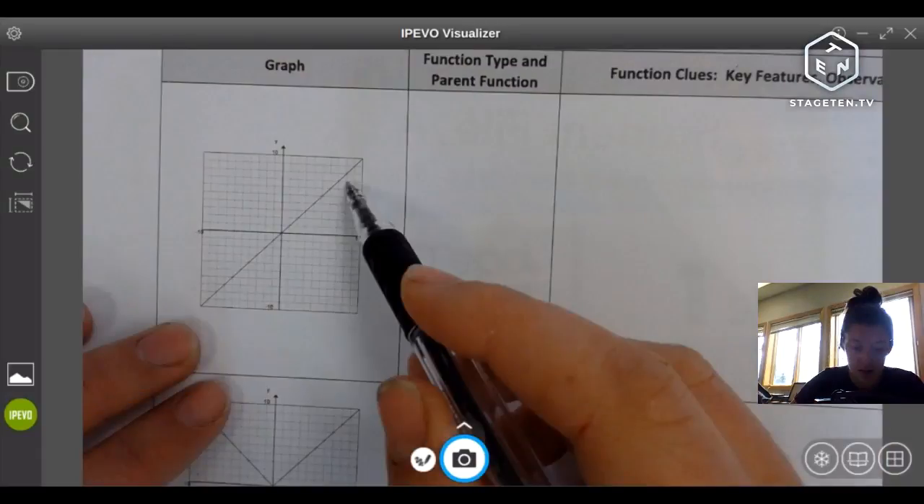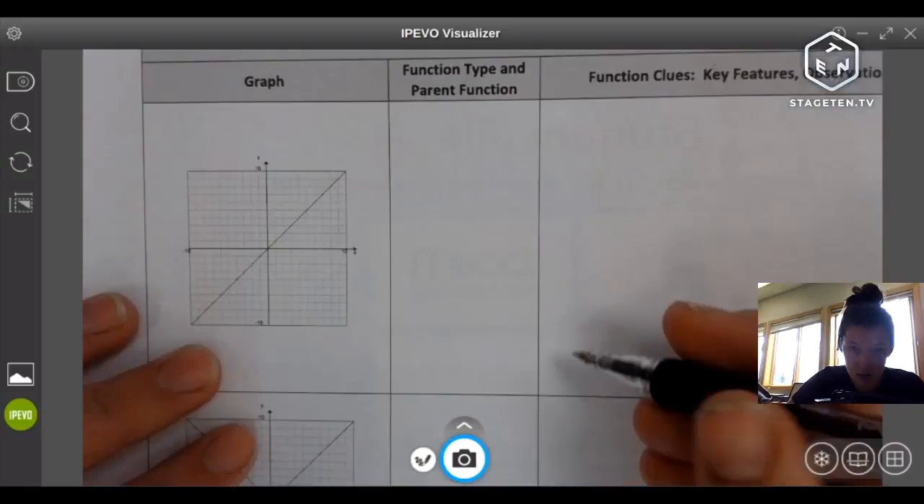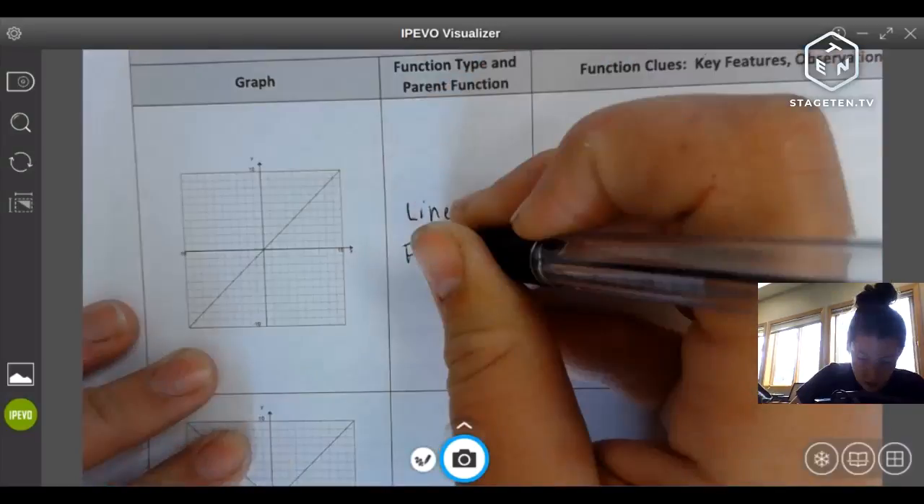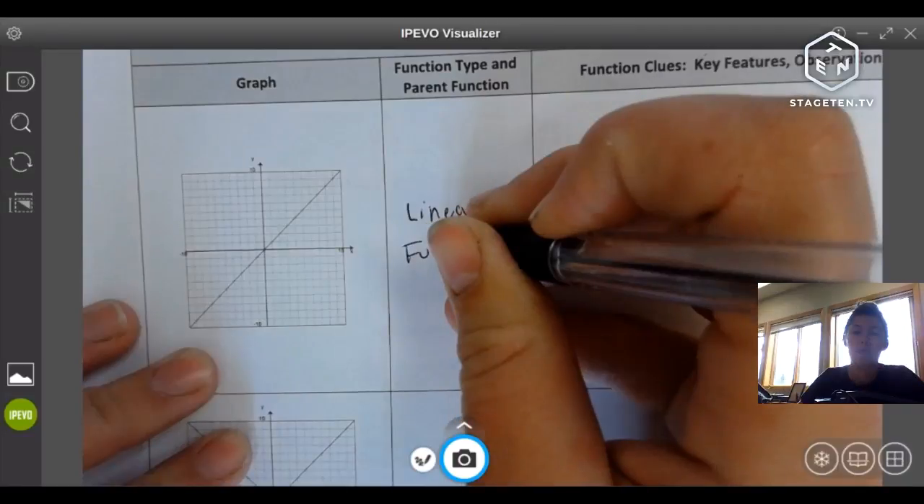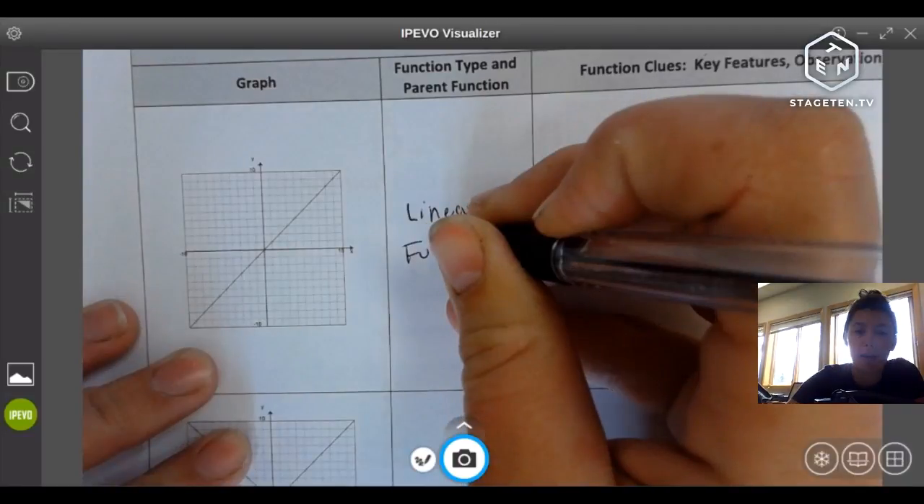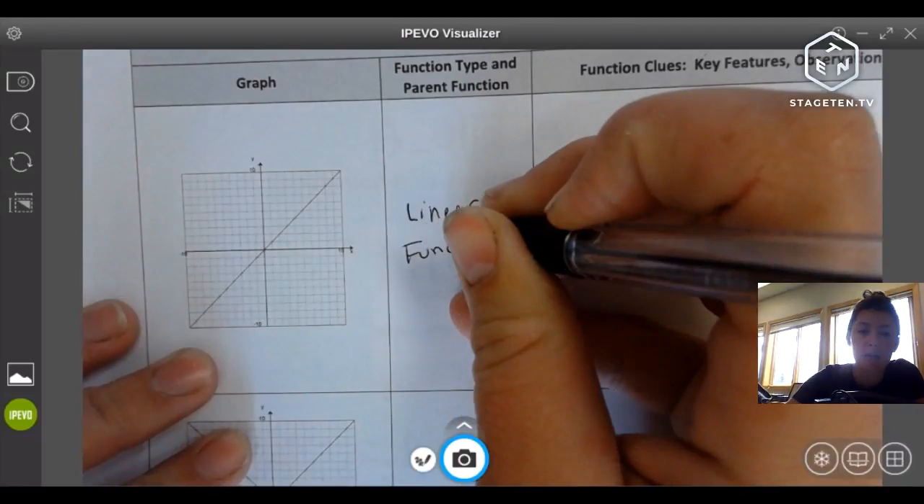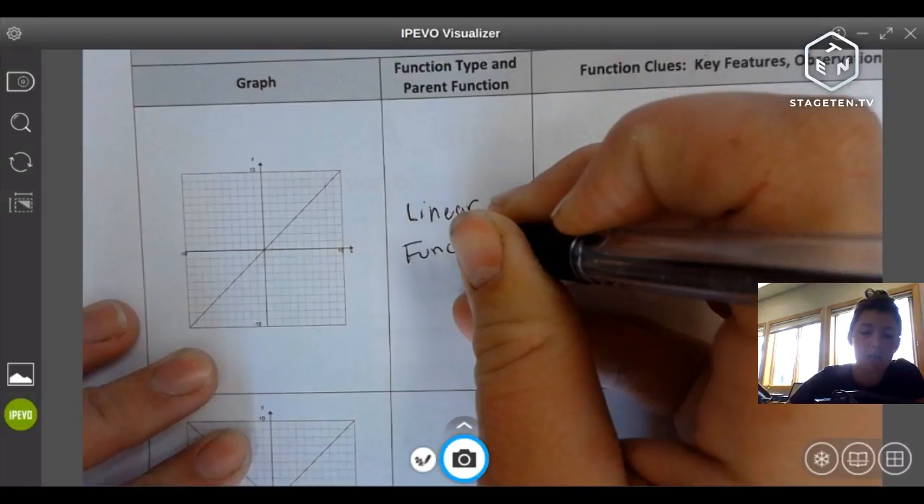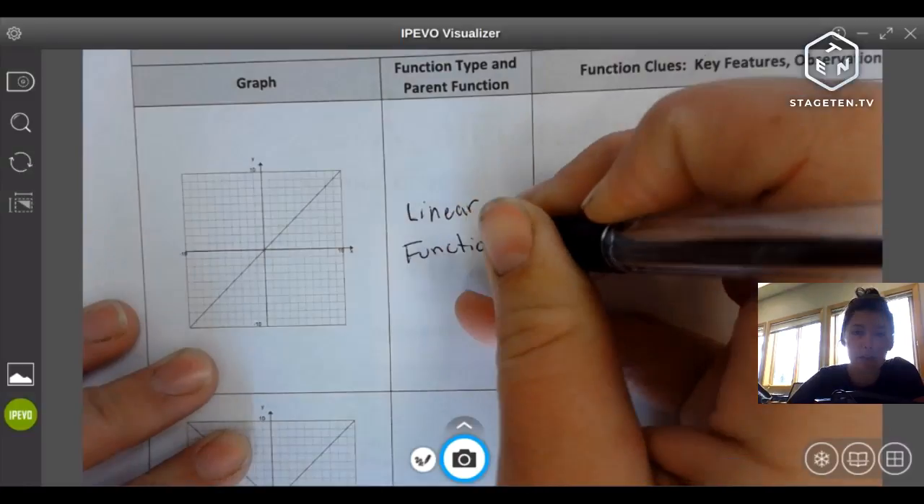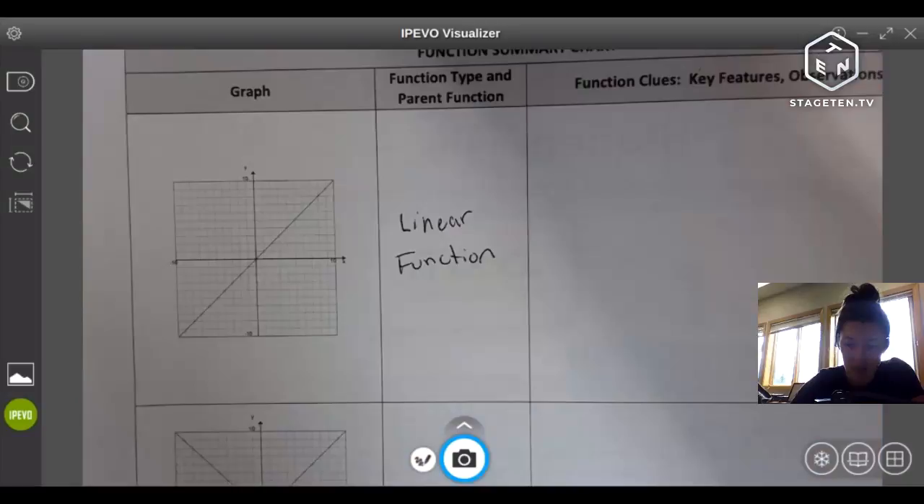So what is the function type and parent function? Well, this is a linear function, right? Because it's a straight line. So pretty easy on that one.